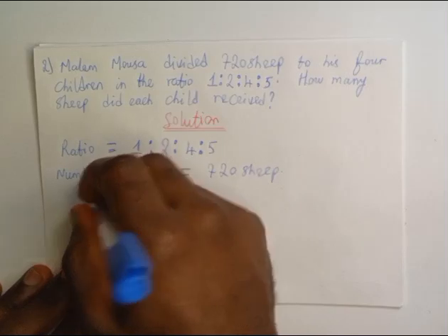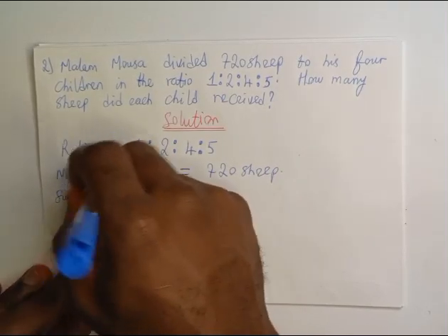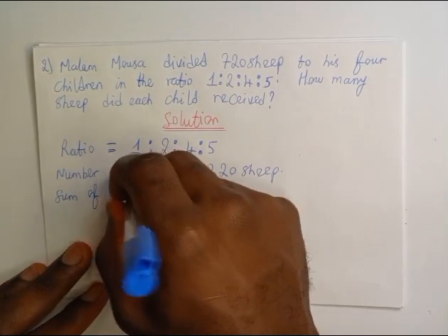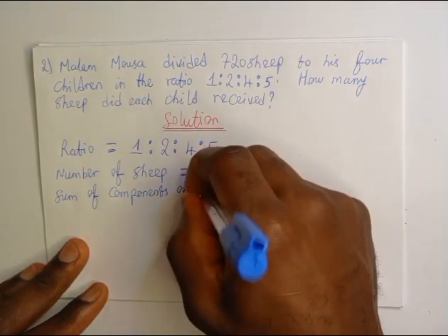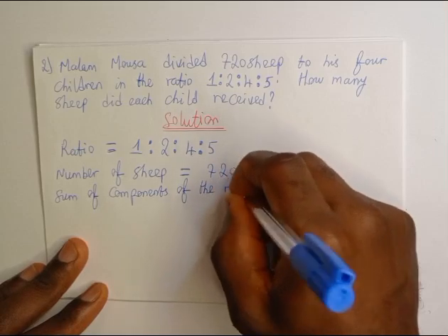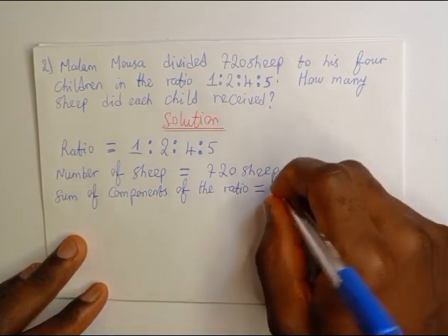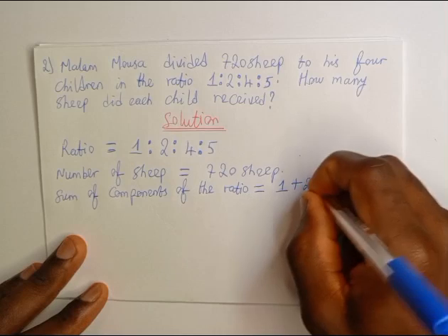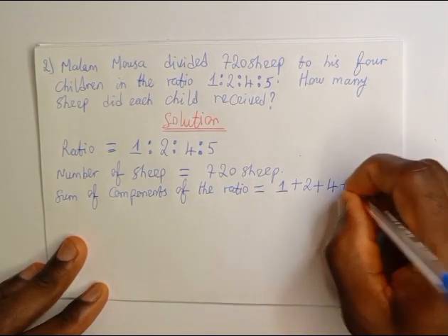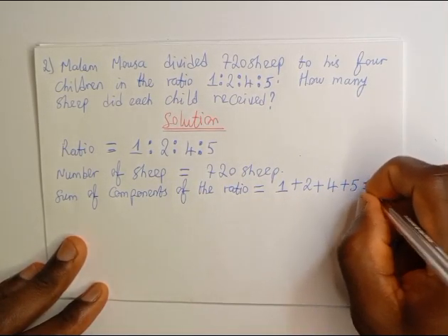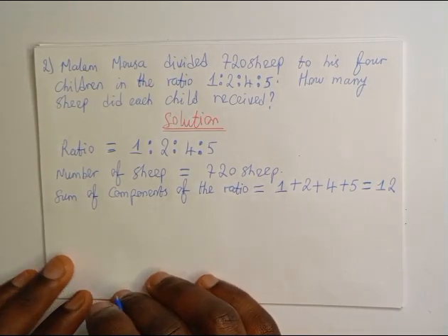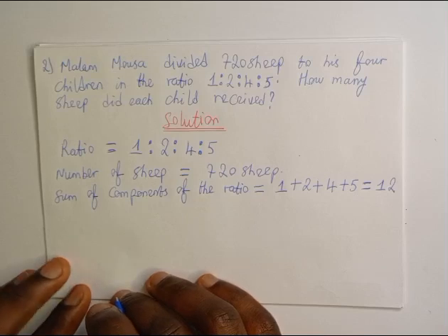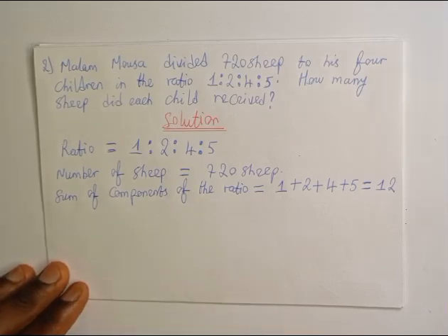Next, we need the sum of the components, that is the parts of the ratio, which is simply equal to 1 plus 2 plus 4 plus 5, which is simply equal to 12. Next, we need to calculate the number of sheep received by each of the 4 children.